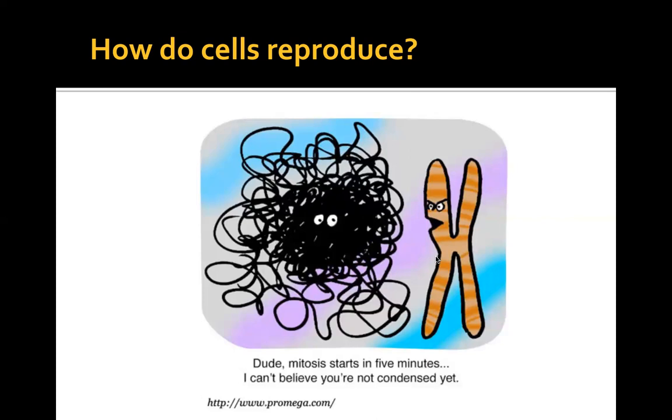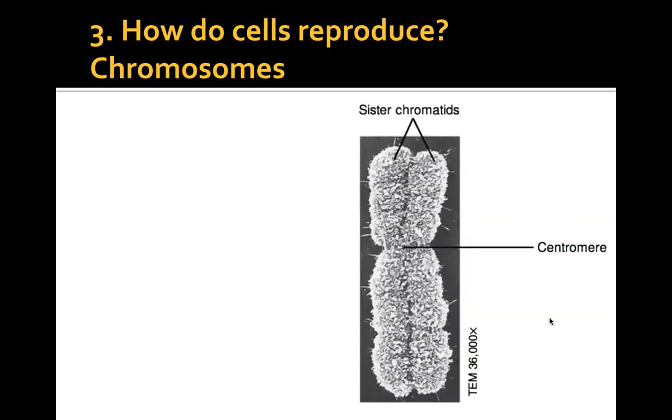I can't believe you haven't condensed yet, right? So when the cell goes to divide, that's when the DNA is going to wrap around chromosomes to become more organized and more readily ready to divide during cell division. So a little bit more chromosome vocabulary for you.